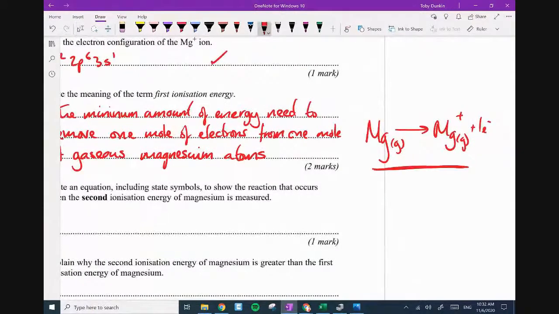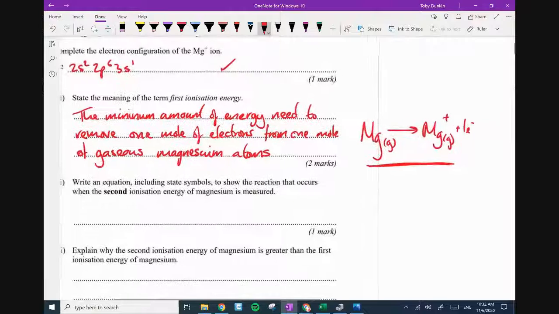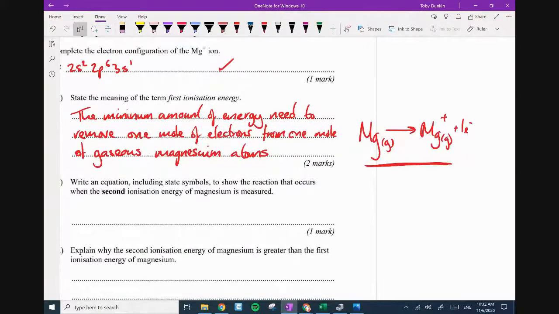By the way, just write the equation. It gets you 2 of the marks. I think that actually gives you all of them. No, it doesn't. It gets you 1 of them because you've got to say the minimum amount of energy needed to remove. Cool. So with that definition of the equation, I get both marks. It's definitely worthwhile learning how to do the equations because they're going to ask you to do that anyway.